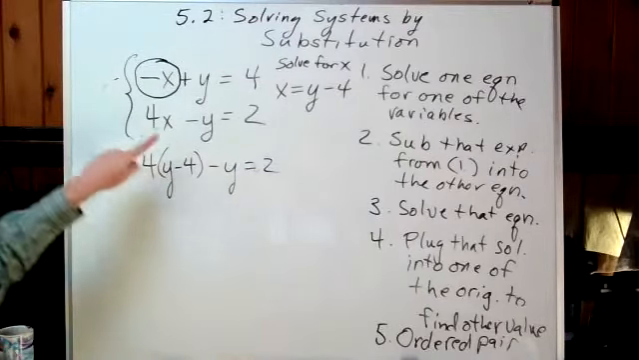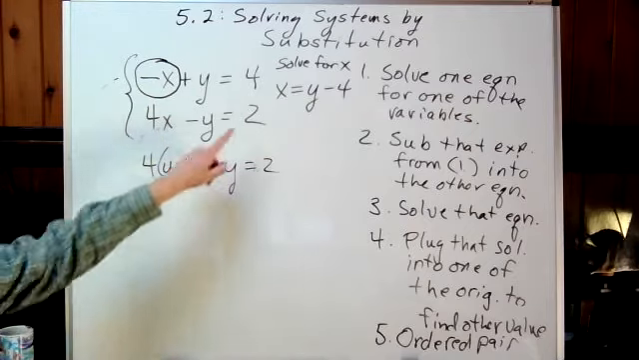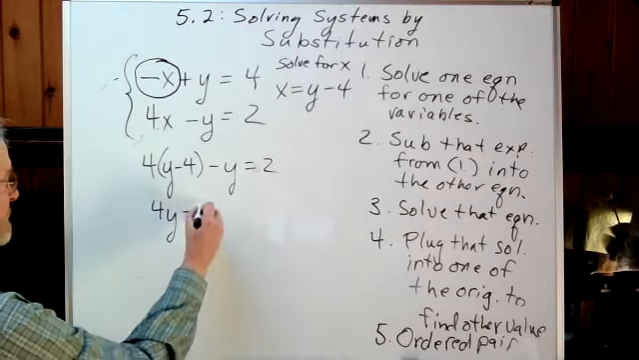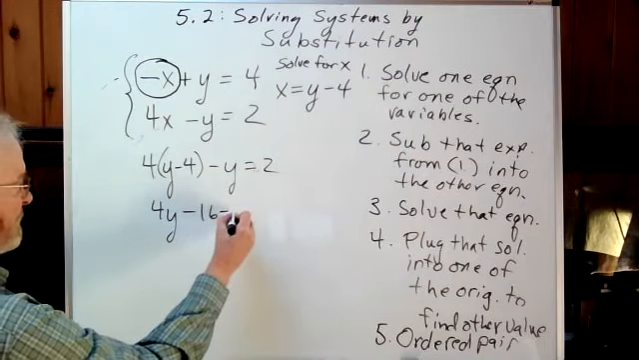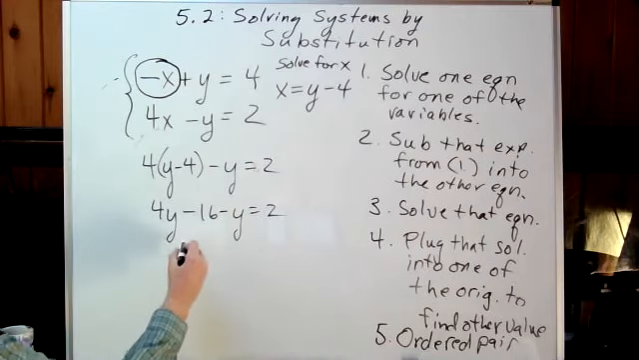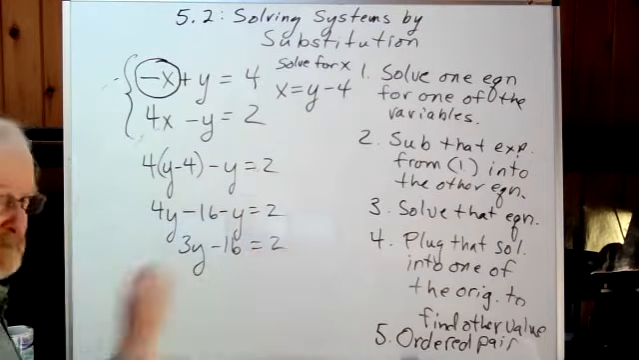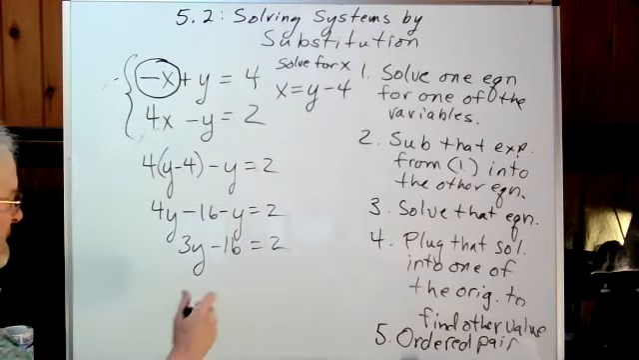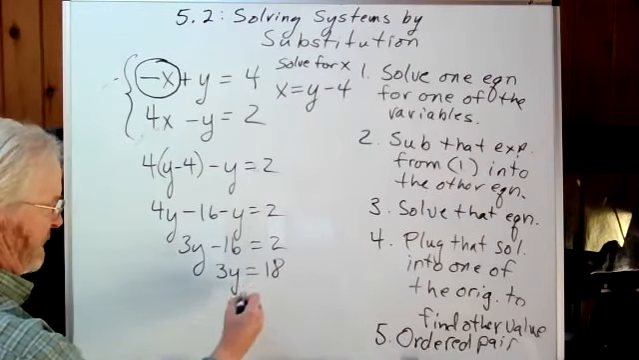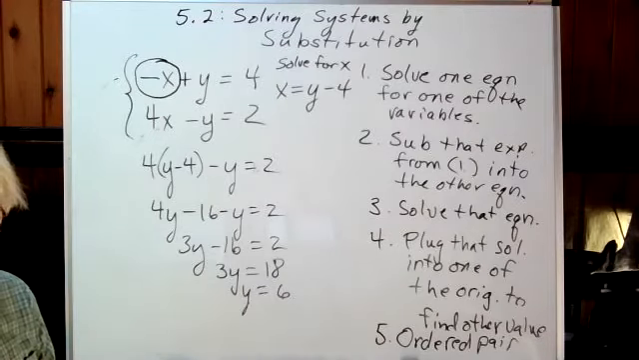So here's my substitution. 4 times the y minus 4, minus the extra y, is 2. So here I distribute: 4y minus 16 minus another y is 2. So 3y minus 16 is 2. Add the 16. 3y equals 18, and divide by the 3. Y equals 6. Ta-da, good for you. Okay.